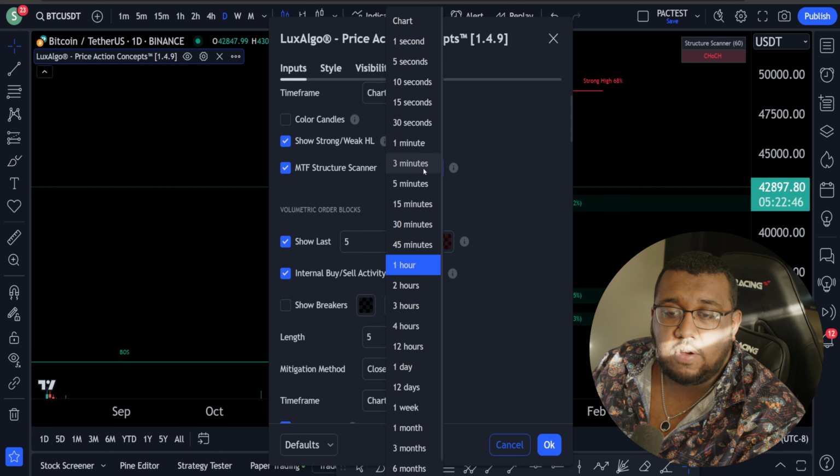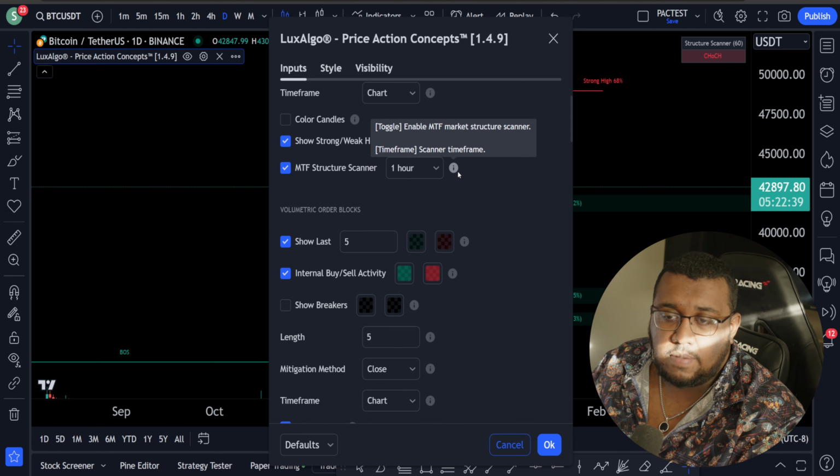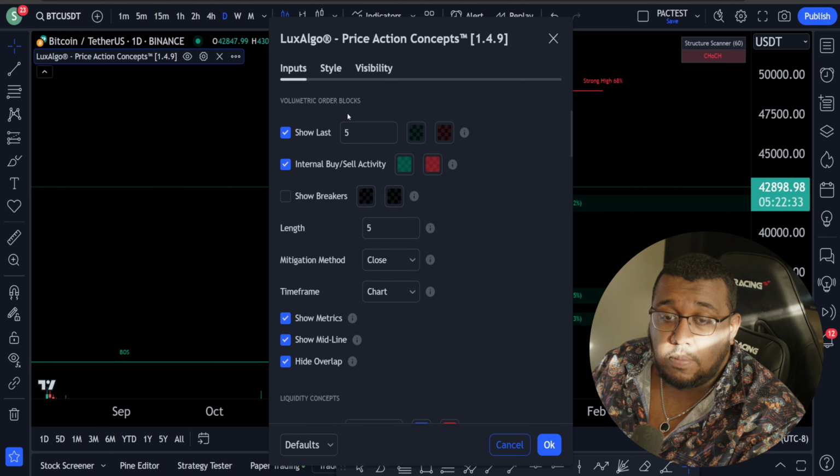MTF structure scanner, 1 hour. You can leave this as 1 hour. If you're ever concerned what any of these does, enable market structure scanner, for any time frame. I keep it at 1 hour. Or volumetric order blocks. This one is going to be 5 to 10.